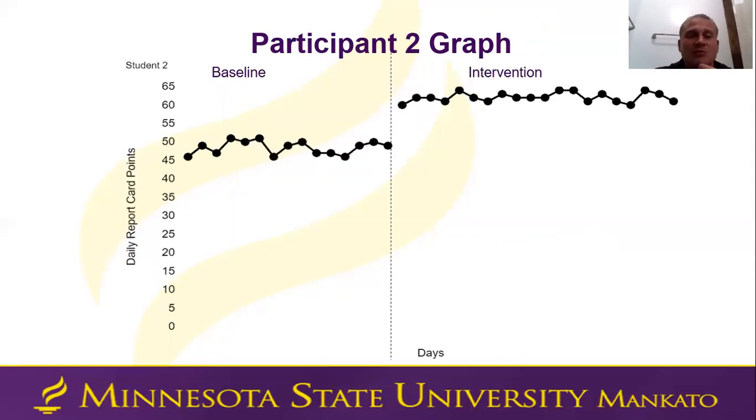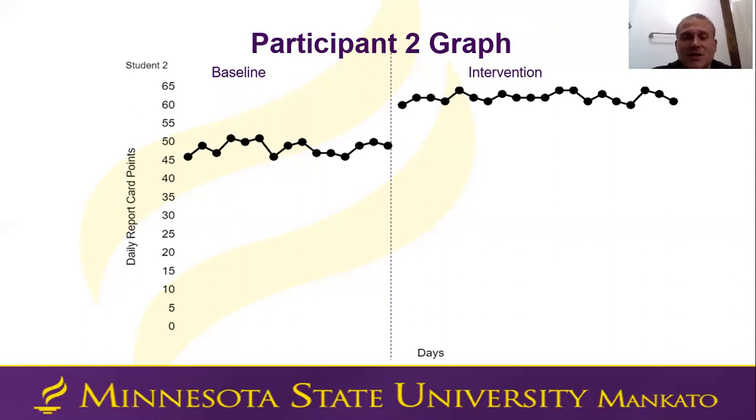But here's participant 2, who had 10 days of baseline data, and the baseline data, similarly, had little variability and was very, very stable throughout the baseline. It started at 46 daily report card points, and it fluctuated between 46 and 52, but stayed relatively in the same area throughout that entire 10-day baseline.